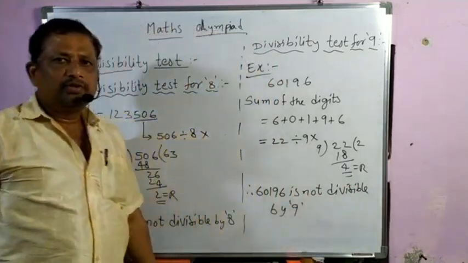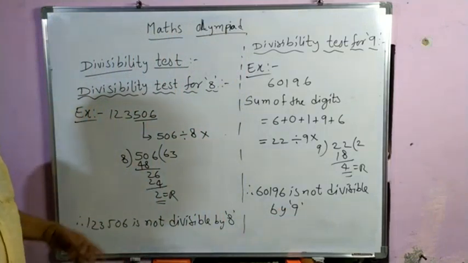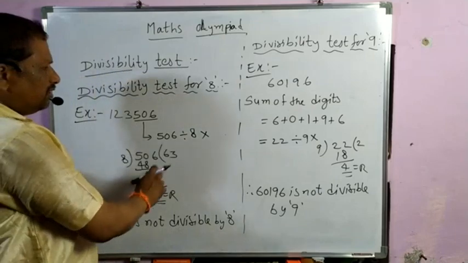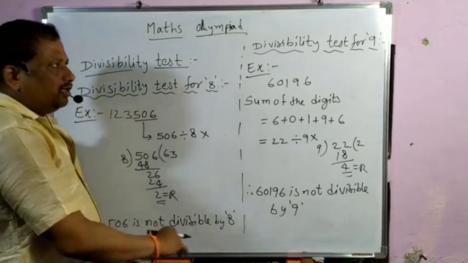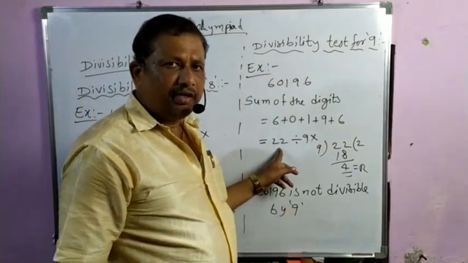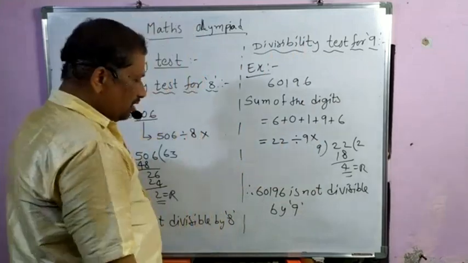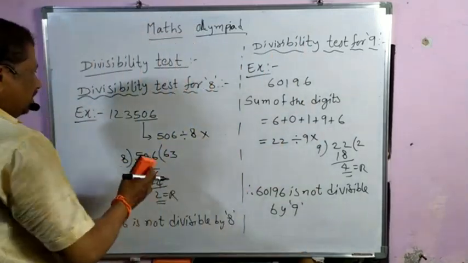Okay, here. So the divisibility test for 9 and 8 also. For 8, if the last 3 digits are divisible by 8, then the given number is divisible by 8. For 9, whatever sum of the digits we get, if that sum is divisible by 9, then the given number is divisible by 9. Otherwise, it is not divisible. Okay, clear? Next, we will see the divisibility test for 10.